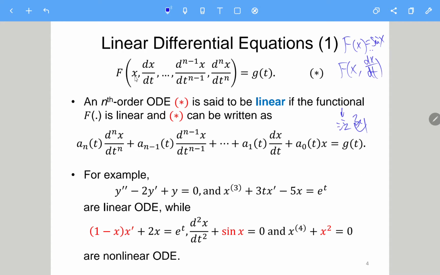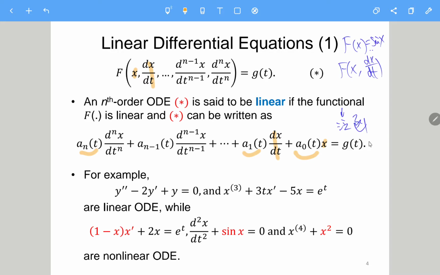So you can see x, the first derivative, you can see it here, and so on and so forth, up to the nth derivative. And then here we don't have terms multiplied together. Just say we don't have an x squared, we don't have a dx dt quantity squared, or we don't have x times dx dt. So every term consists of only one of these terms. Okay, and then it can be multiplied by another function of time, a function of the independent variable. So all these functions a0, a1 up to an are just functions of time, and then multiplied to it. Then we'll call it linear.